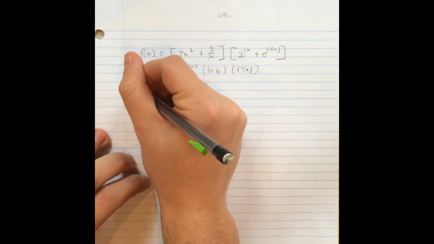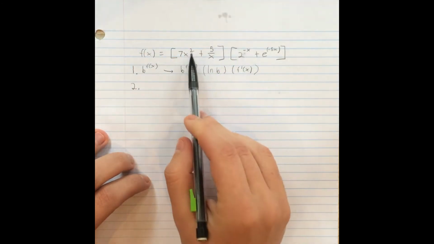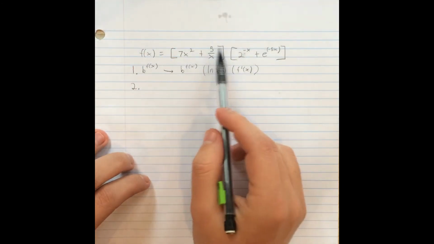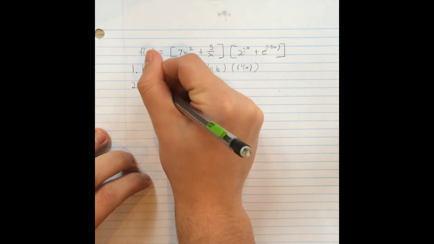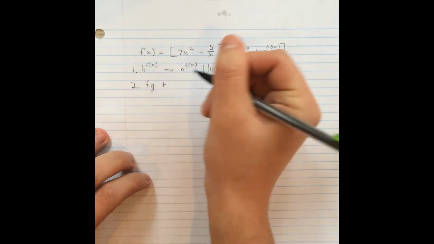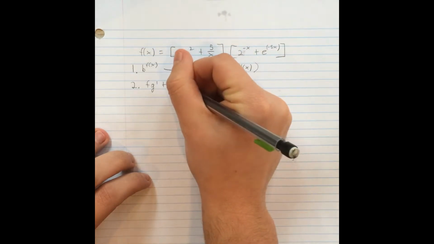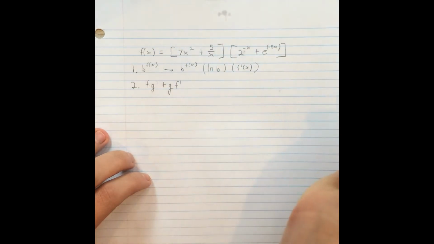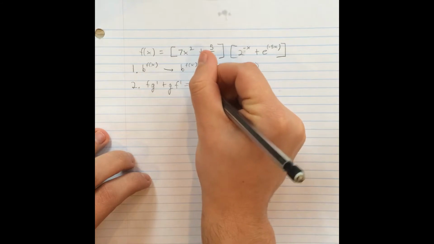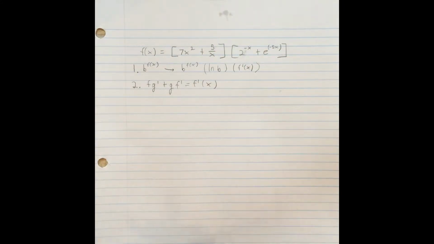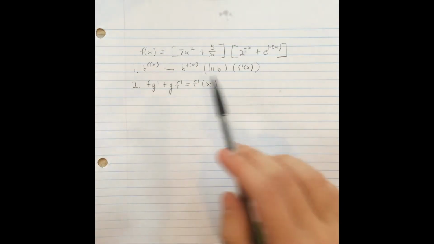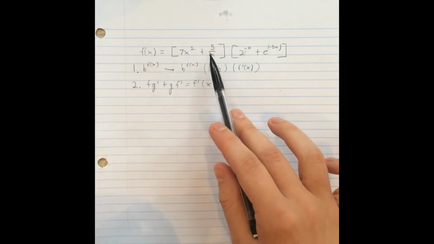And then we're also going to have to do the product rule because it's multiplying. So we're going to have f times g prime plus g times f prime. And that's going to give us our derivative, f prime of x. So using those two rules, we can start to factor, but first we're going to want to simplify the equation to get rid of that fraction.